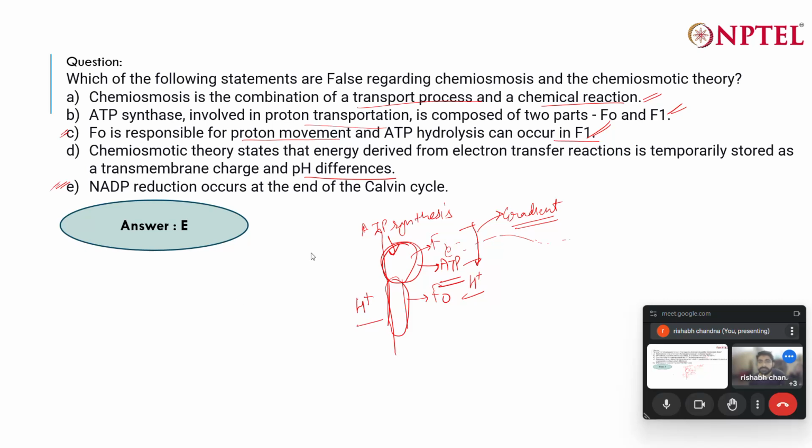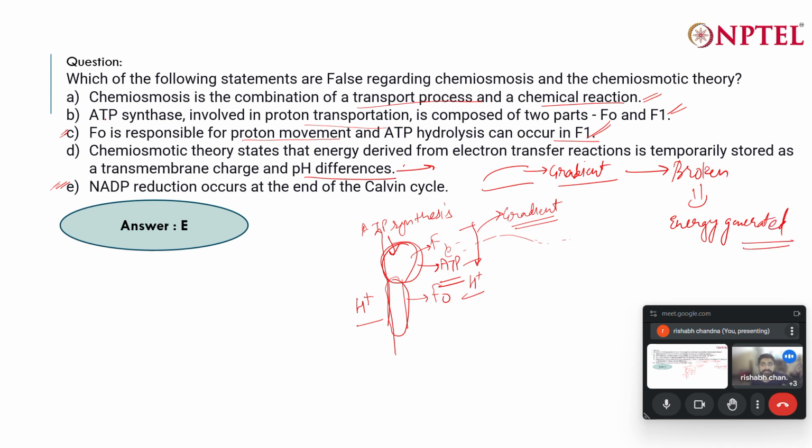So, the chemiosmotic theory states that energy derived from electron transfer reactions is temporarily stored as a transmembrane charge and pH differences. Yes, this is correct, because once this gradient that is formed is broken, only then is the energy actually generated. Okay, so this is correct.